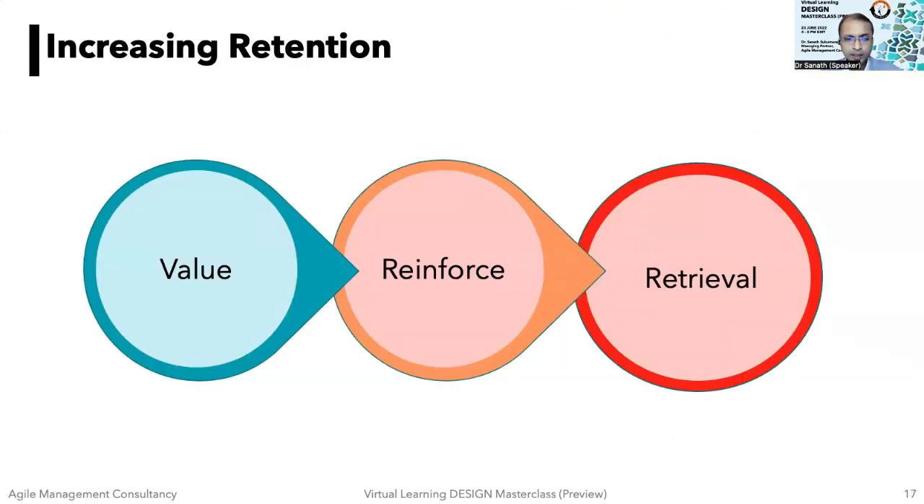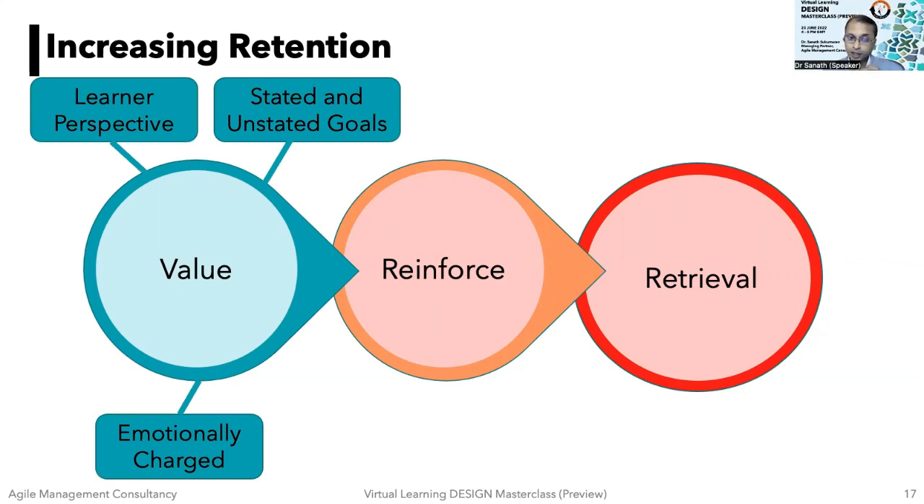Now, in totality, we're looking at 3 aspects: value, reinforce, and retrieval. Let me recap. We just talked about value, seeing things from the learner's perspective. We said that you should be emotionally charged and see things from both stated and unstated goals. Stated goals, an example I gave you was connect that to the outcome of that lesson. Unstated would be, how would that be helpful in upcoming semester, in coming modules, or even in the career? That would be the unstated goal, right?